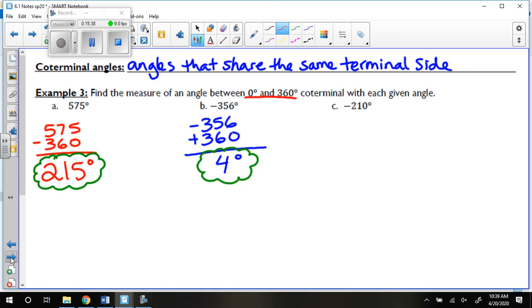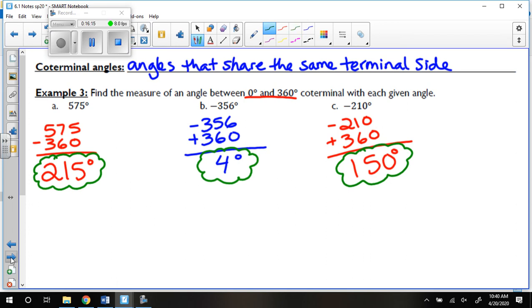Okay, here we have negative 210 degrees. In order to get between 0 and 360, I need to add to this because it's negative. I need to start moving towards a positive number. So we're going to take negative 210, add 360, and that gives us 150 degrees. So is 150 degrees in between 0 and 360? Yes, it is.